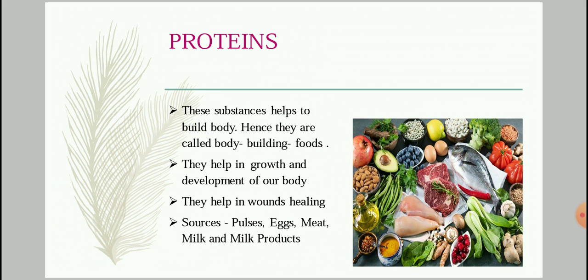Now we have proteins. What are proteins? Proteins are the substances which help us to build our body. When we get proteins in our food, we will be able to build our body, and hence they are called the bodybuilding foods. They help in growth and development of our body. That is why small kids and babies are required to have more proteins to grow. They also help in wound healing, like I said before. The sources of proteins are pulses, eggs, meat, milk, and milk products. So these are the main sources where we can get more protein.